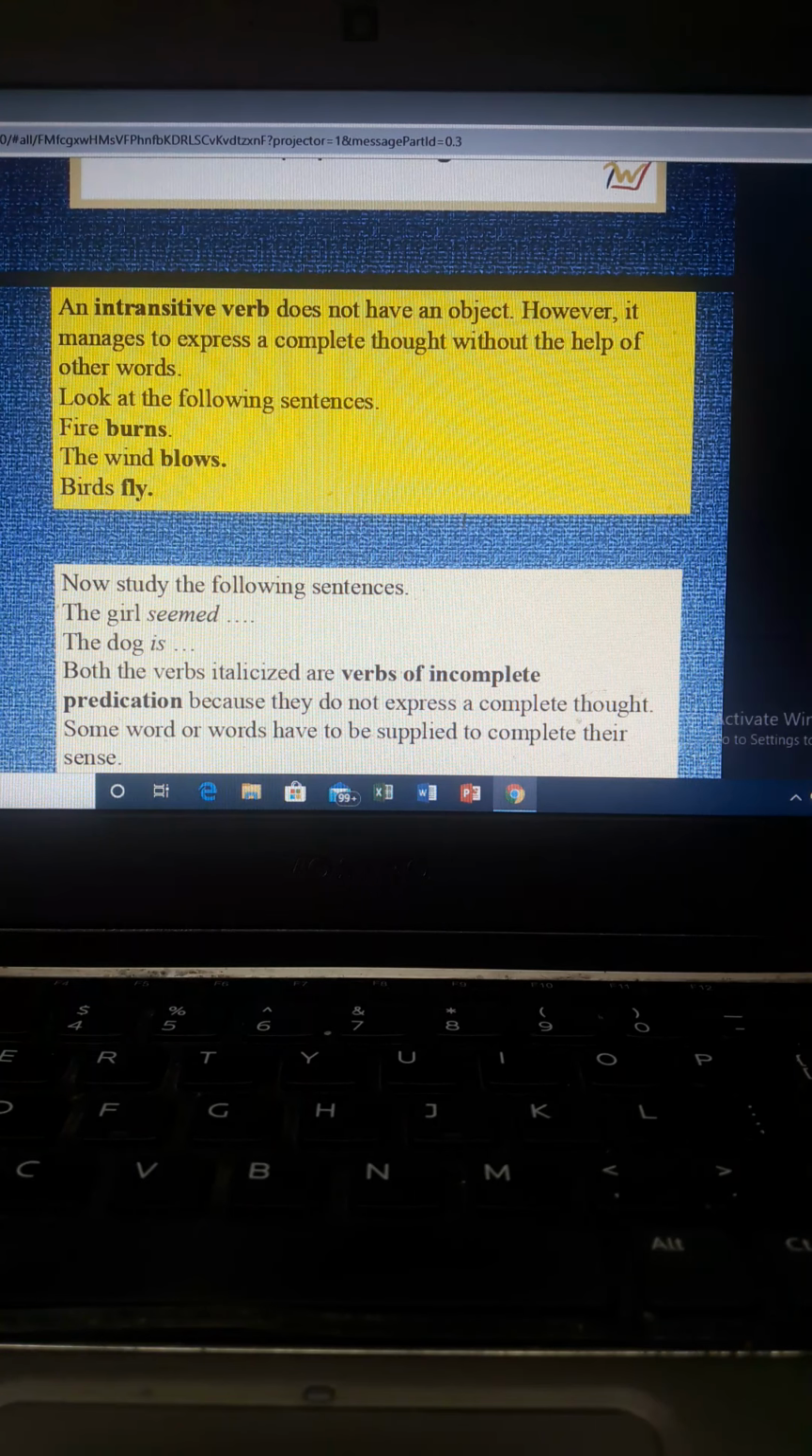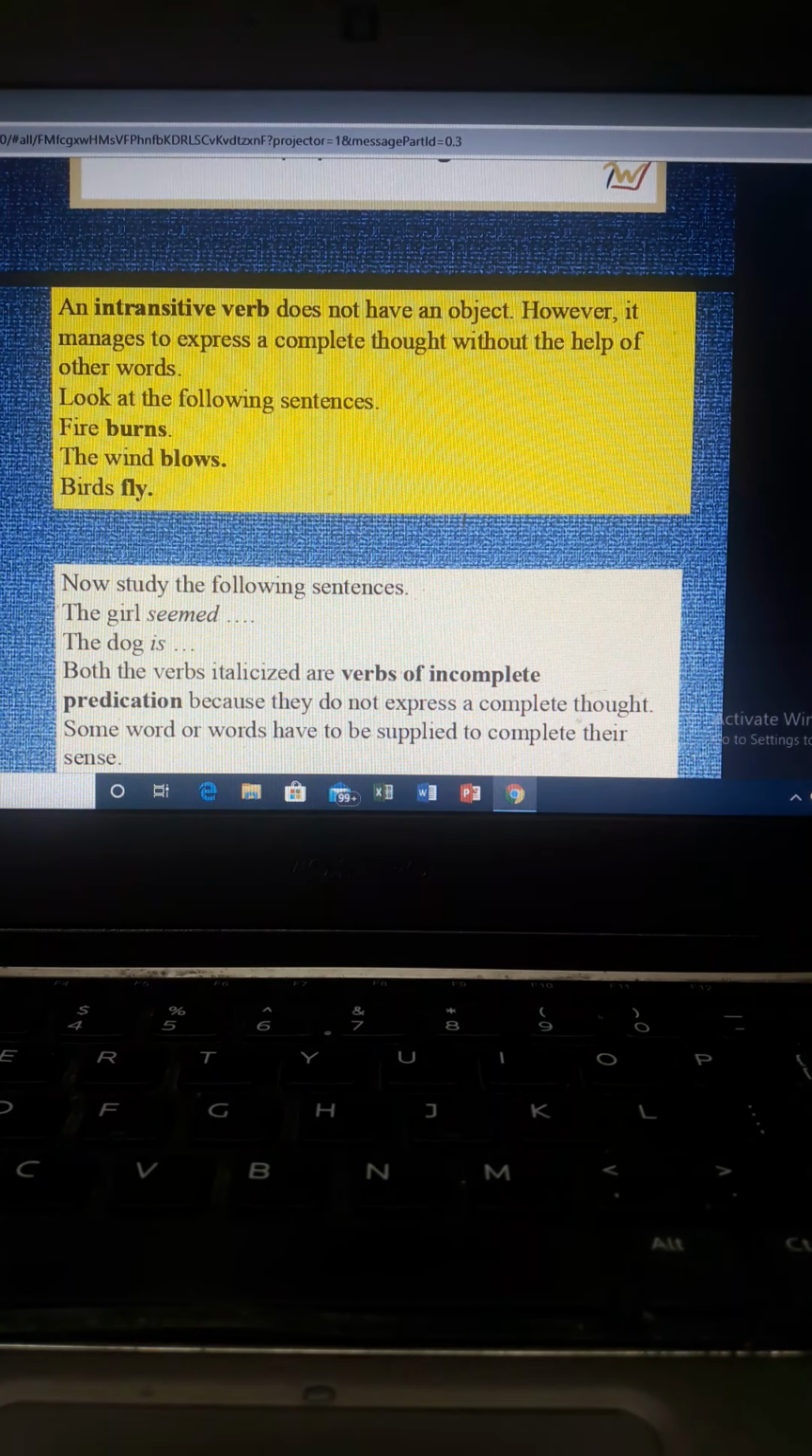In the previous sentence, fire burns. Burns, even though it is an intransitive verb, makes some sense. But if we take this, the girl seemed, then the sentence is not complete, isn't it? In the sentence, the girl seemed, this needs some word to make it complete. For example, she seemed excited. So, in this particular sentence, the helping word is excited. Only then will the sentence be complete.